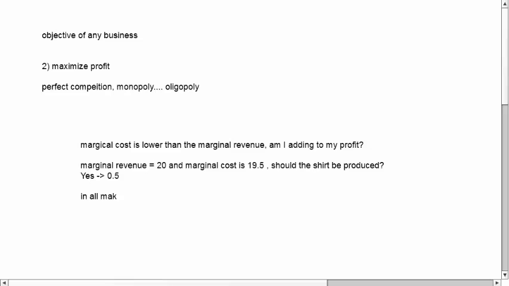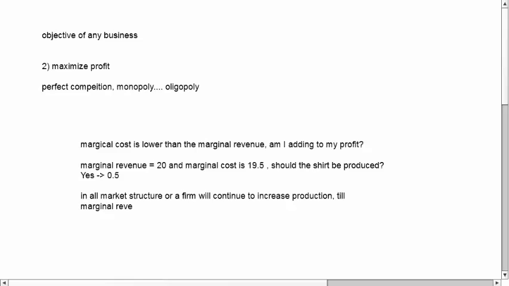In all market structures, an entrepreneur or a firm will continue to increase production till the time marginal revenue, which is the additional revenue from the sale of one more product, is greater than the marginal cost. Always. This is the point where profit is maximum.